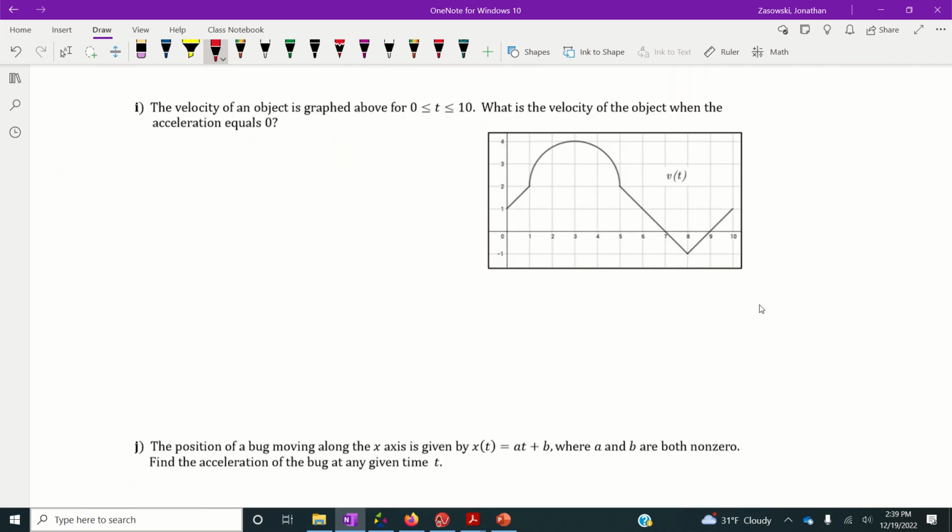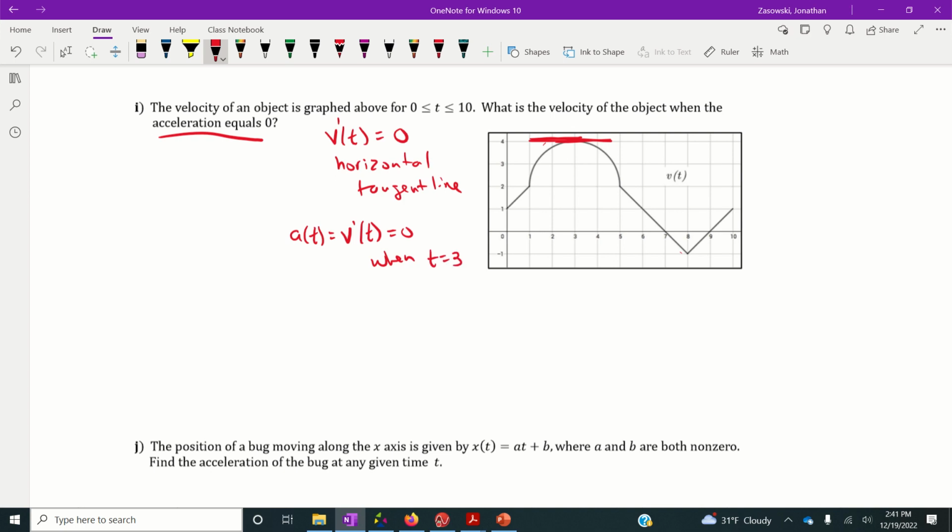Letter I. The velocity of an object is graphed above for this one. What is the velocity of the object when the acceleration is equal to 0? Now remember, the acceleration equal to 0 means the derivative of the velocity is equal to 0. This is only true when there is a horizontal tangent line. So I can draw a horizontal tangent line here, okay, and that's it. So v prime of t, which really is a of t, is going to equal 0 when t is equal to 3, because that's where our horizontal tangent line is.